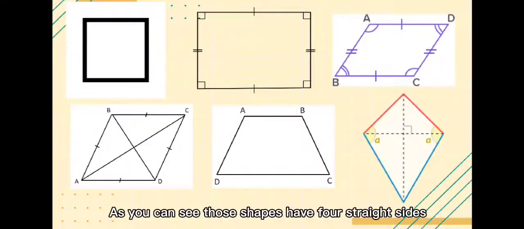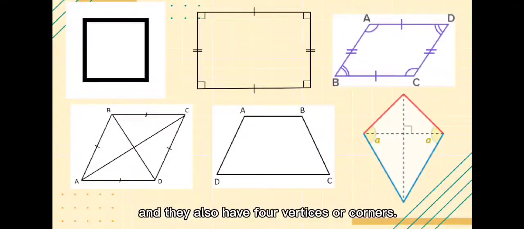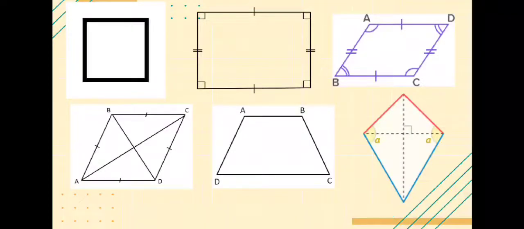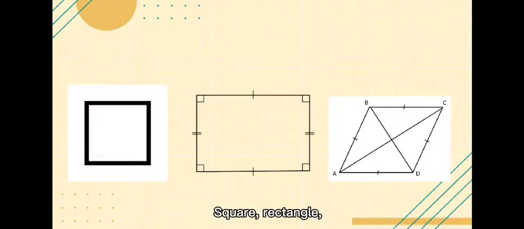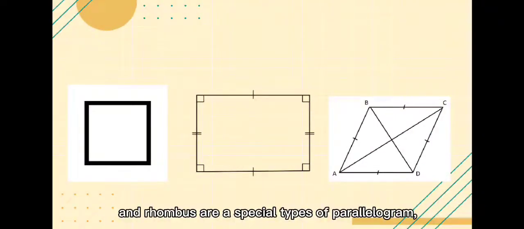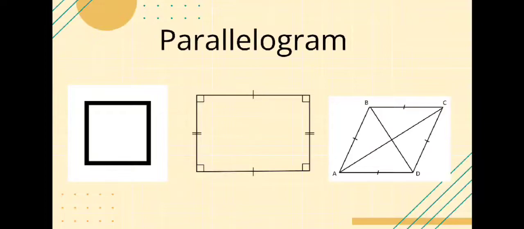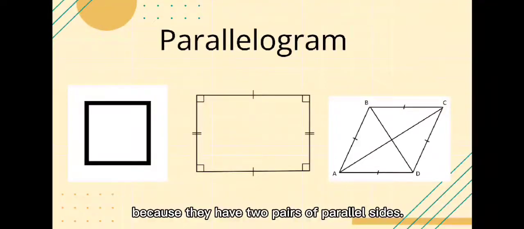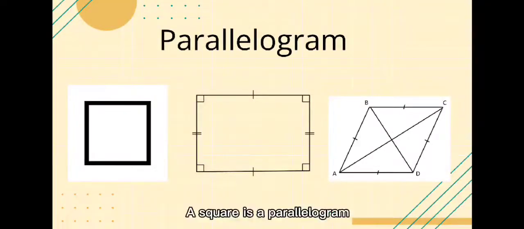As you can see, those shapes have 4 straight sides and they also have 4 vertices or corners. Square, rectangle, and rhombus are special types of parallelogram because they have 2 pairs of parallel sides. A square is a parallelogram whose sides are all congruent and whose angles are all congruent. A rectangle is a parallelogram whose angles are all congruent. And a rhombus is a parallelogram whose sides are all congruent.